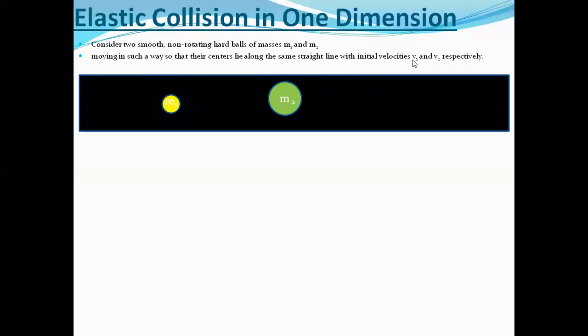Let us consider this is m1, which is represented by yellow color, and this is m2, which is represented by green color. They move in such a way that the centers lie along a straight line with initial velocities v1 and v2 respectively. That means m1 has a velocity v1 and m2 has a velocity v2. Like this, v1 is the velocity of m1 and v2 is the velocity of m2.